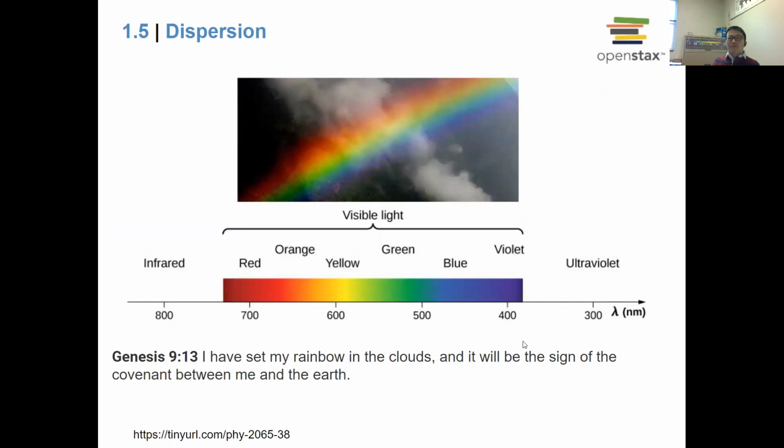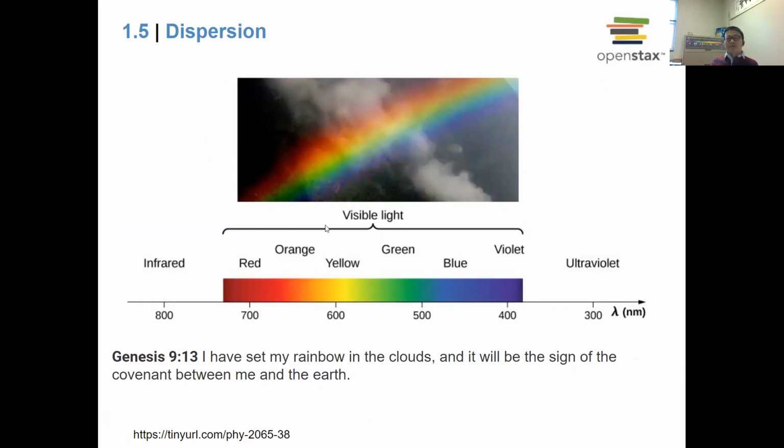So for the dispersion of light, this is what is responsible for the rainbows you see in the sky. Every time I see rainbows, it reminds me of this Bible verse. It says in Genesis 9:13, "I have set my rainbow in the clouds, and it will be the sign of the covenant between me and the earth."